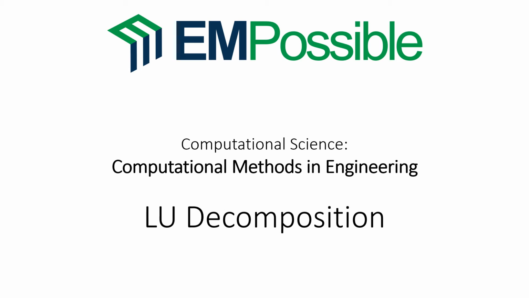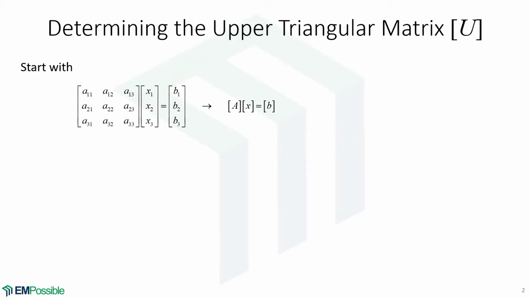LU decomposition. So we're going to decompose our matrix A into an L times a U, where the U is an upper triangular matrix and the L is a lower triangular matrix. So let's say we're starting here with an AX equals B, and I'm showing our 3 by 3.